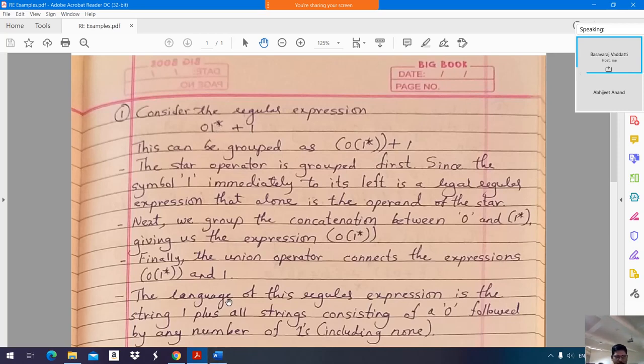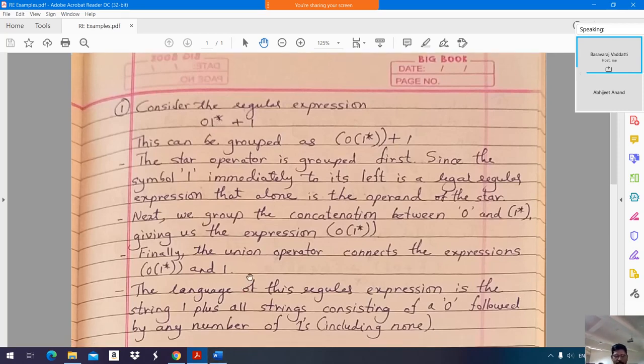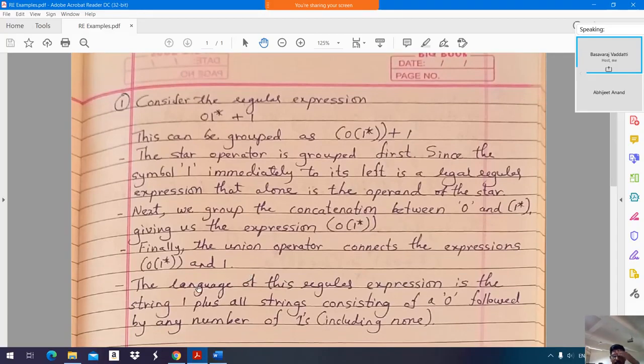Therefore, the language accepted by this regular expression, or the language represented by this regular expression, is the string 1. That is, the string 1 is a part of it, plus all strings consisting of a 0.